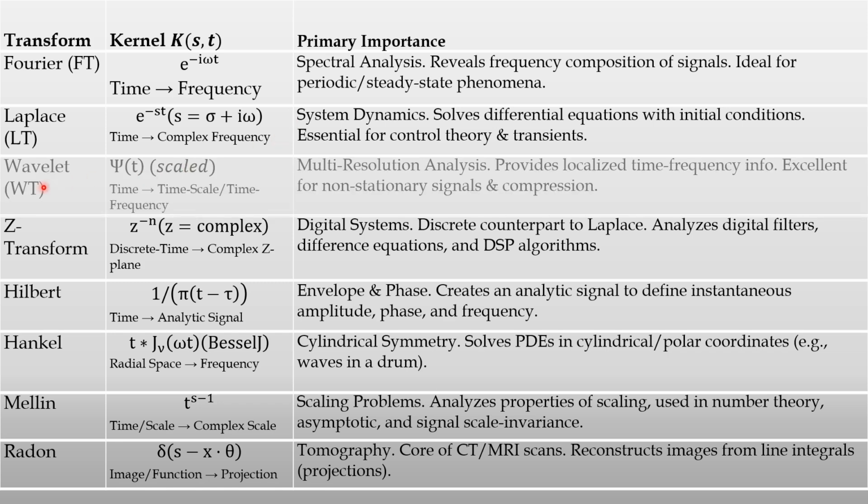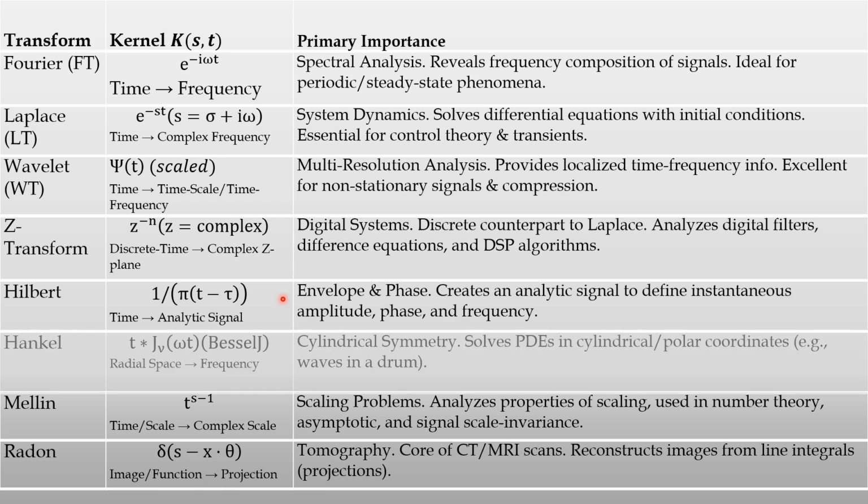The wavelet transform uses a flexible, localized wavelet kernel. Its strength is multi-resolution analysis, perfect for signals where features change over time. The Z transform is the discrete time equivalent of the Laplace transform, using Z to the power n. It's indispensable for analyzing digital systems and filters. The Hilbert transform uses a Cauchy principal value kernel. It's specialized for creating an analytic signal to examine envelopes and instantaneous phase.